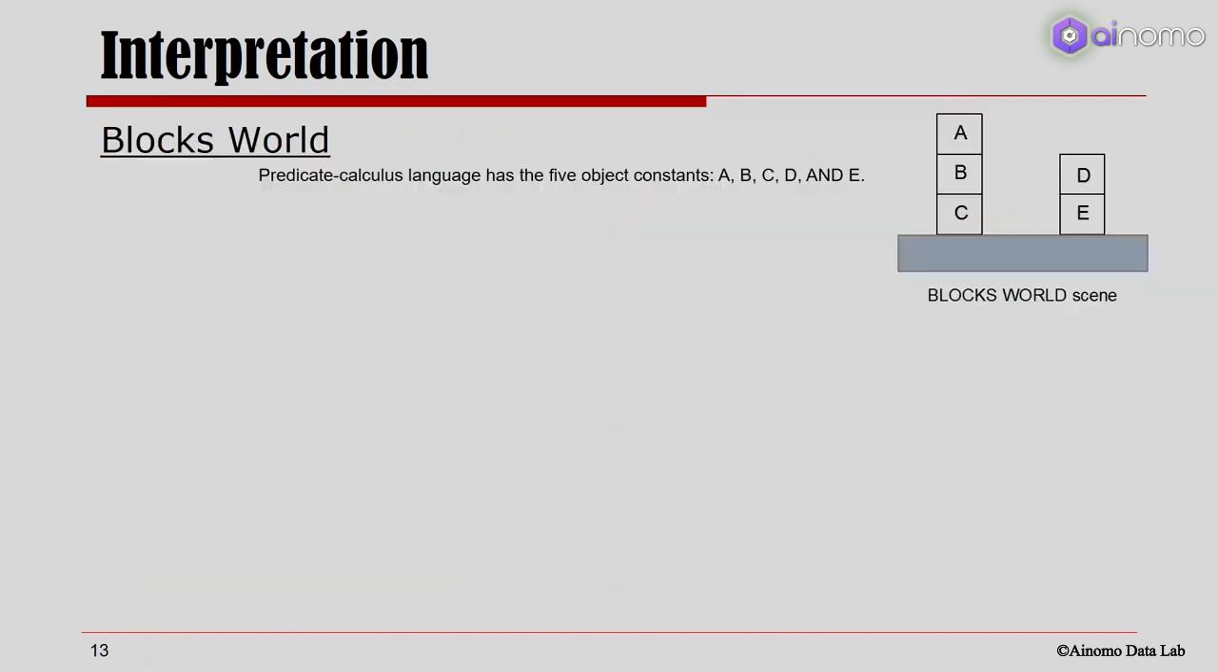So, let us now come back to the blocks world problem that we were looking at and try to understand what we mean by interpretation. Here, the predicate calculus language that we have has 5 object constants A, B, C, D and E, which represent somehow the blocks in our world. We have a function constant hat and we have relational constants on, above, clear and table.